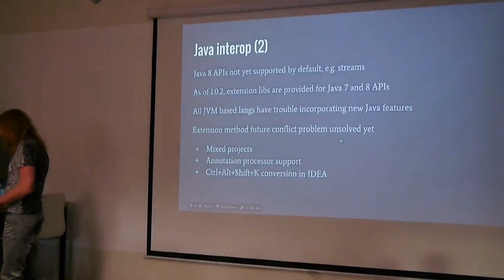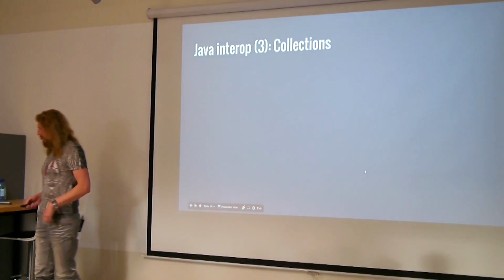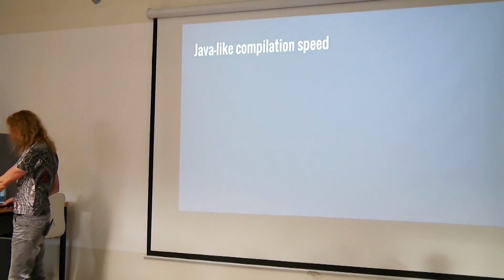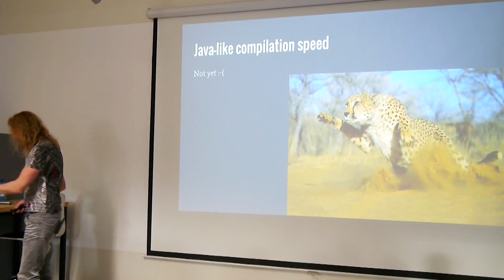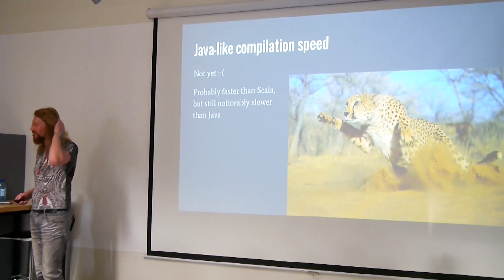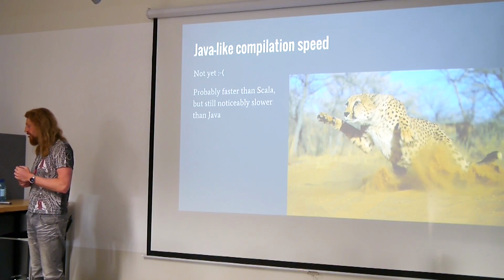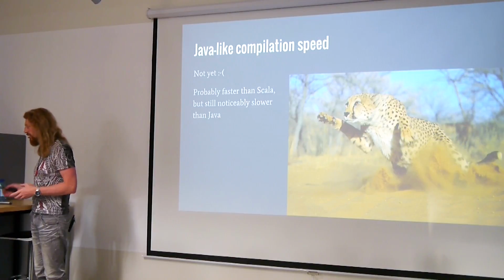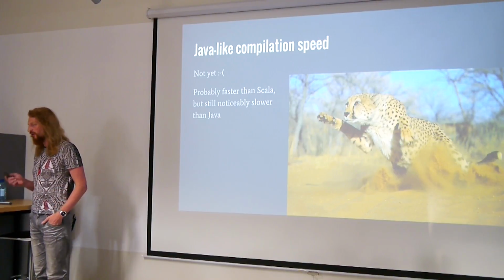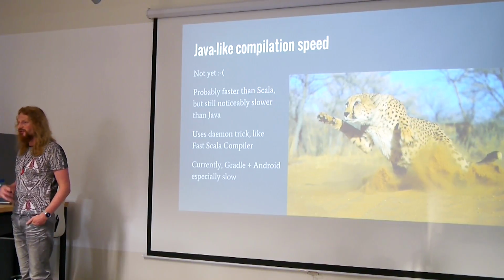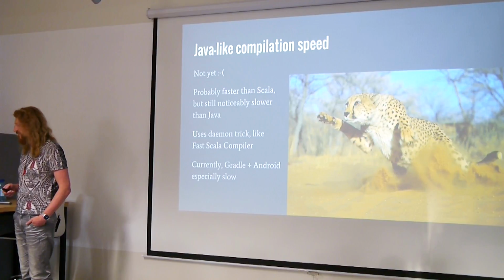So I have only a few minutes left, so I'll see what more interesting I have here. Java-like compilation speed is improved. Even in the last two months, it's now much better. And finally, they have incremental compiling in all of the build tools. So actually, it's pretty cool right now. The IDE can also start a daemon, like the fast Scala compiler pioneered the feature, and Gradle nowadays does too.